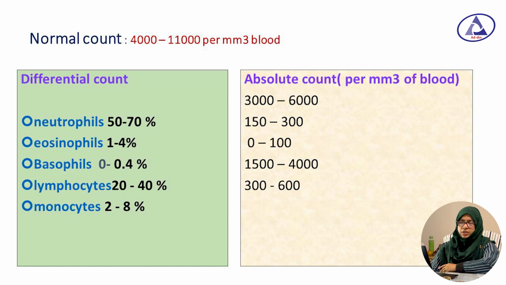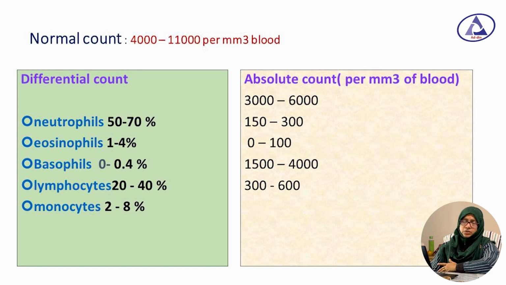Differential count is actually the count of the cells in 100 cells. Neutrophil is present in the highest percentage, that is 50 to 70%. Then lymphocyte, that is 20 to 40%, and other cells are eosinophil 1 to 4%, basophil 0 to 0.4%, and monocyte 2 to 8%.